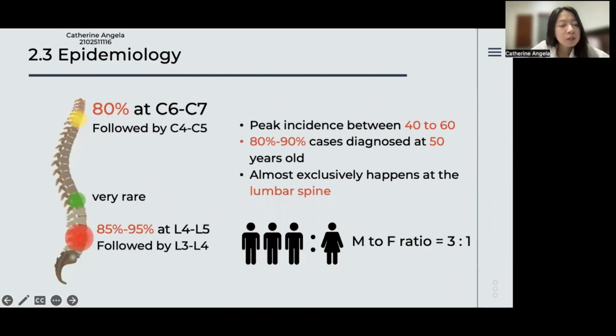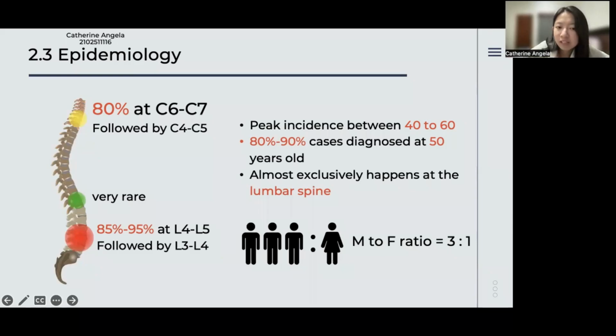Spondylosis occurs mostly in the lumbar spine, although there are some cases of the disease affecting the cervical part and also some affecting the thoracic part. Cervical spondylosis is seen mainly in C6 to C7 in an overwhelming percentage of 80% of all cervical spondylosis cases, followed by the C4 to C5 segment. Lumbar spondylosis, on the other hand, is mostly seen in L4 to L5 in 85 to 95% of the cases, followed by the L3 to L4 section.